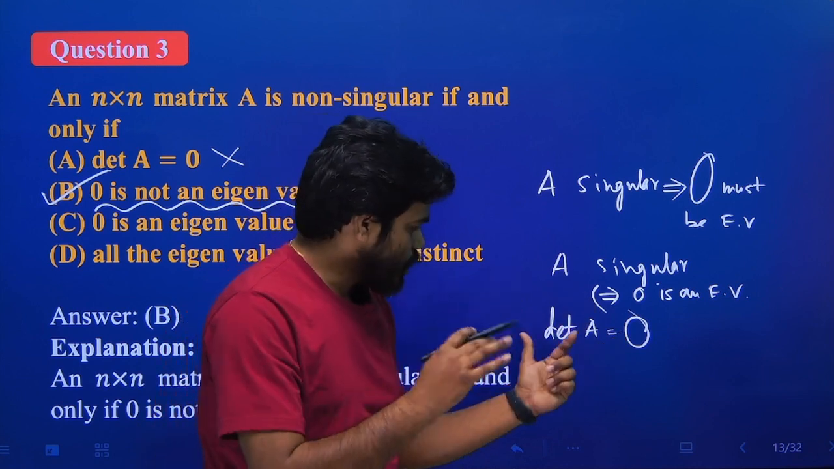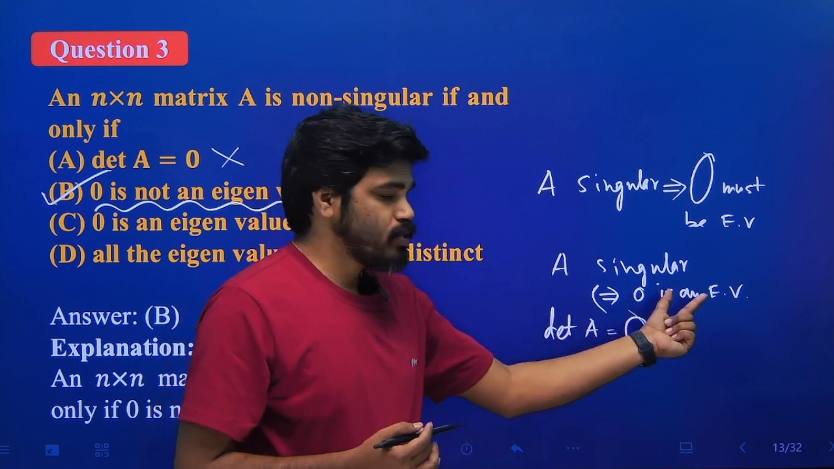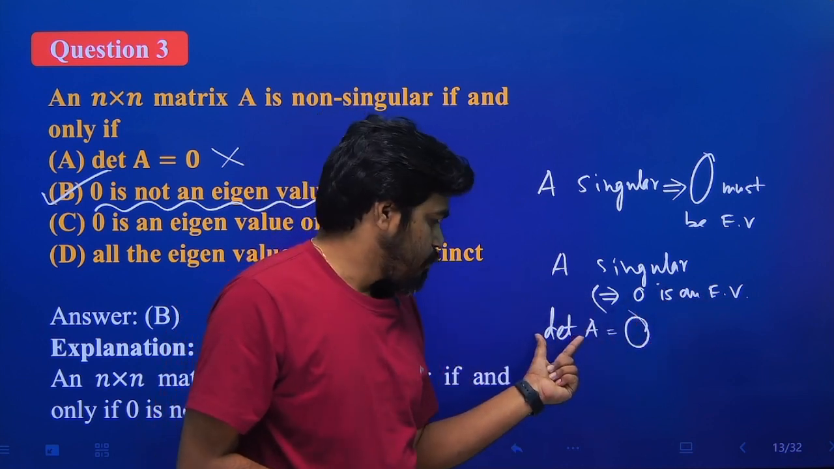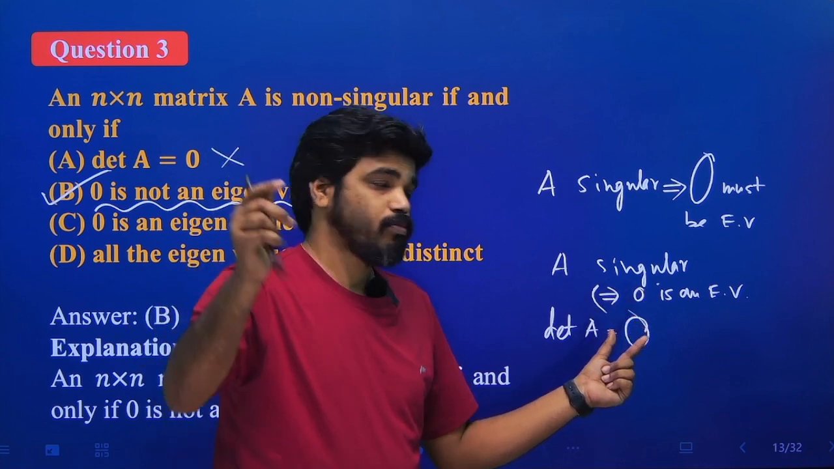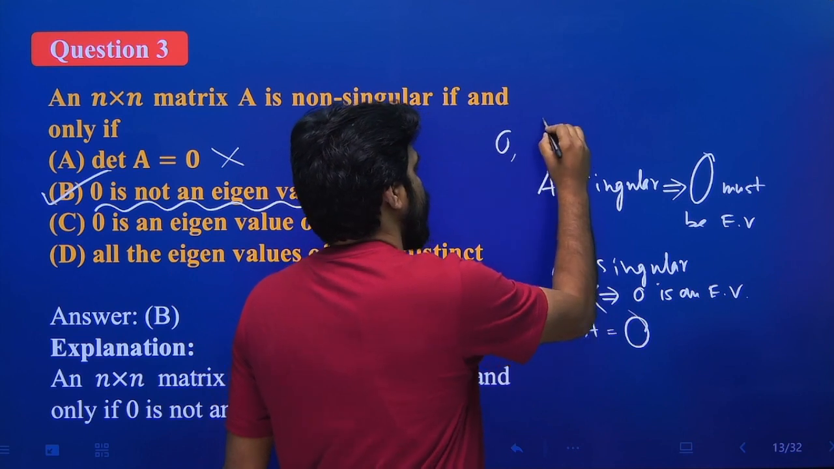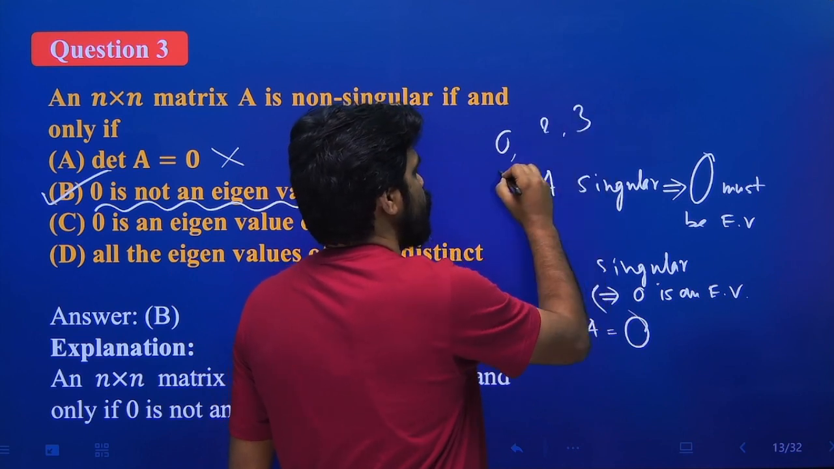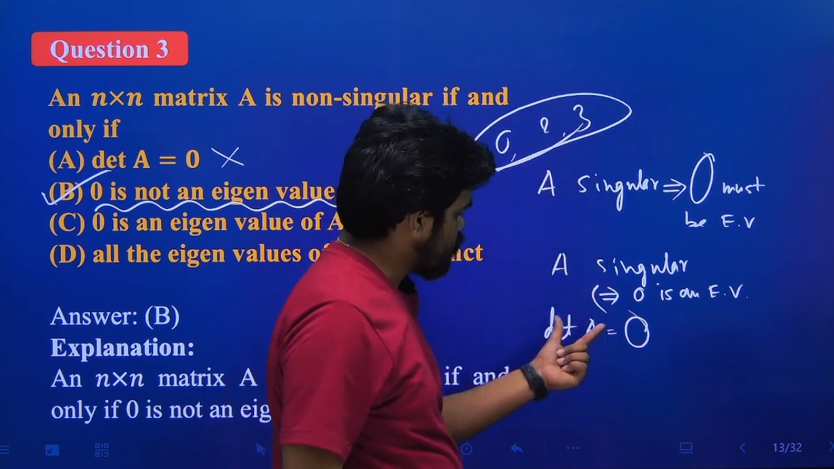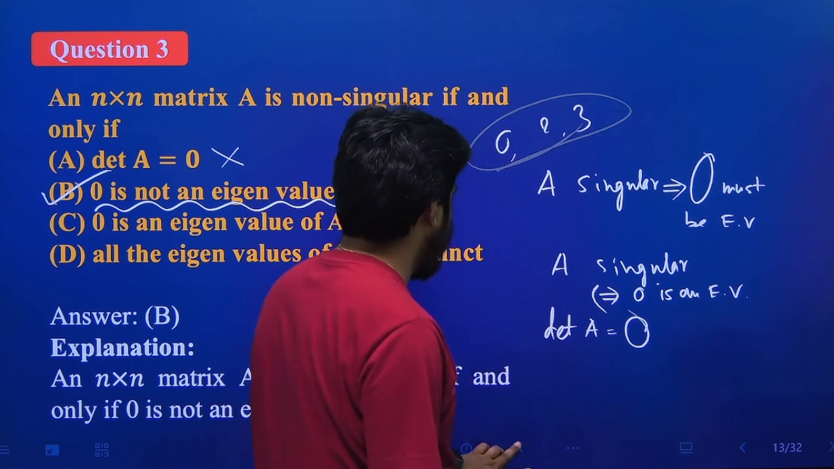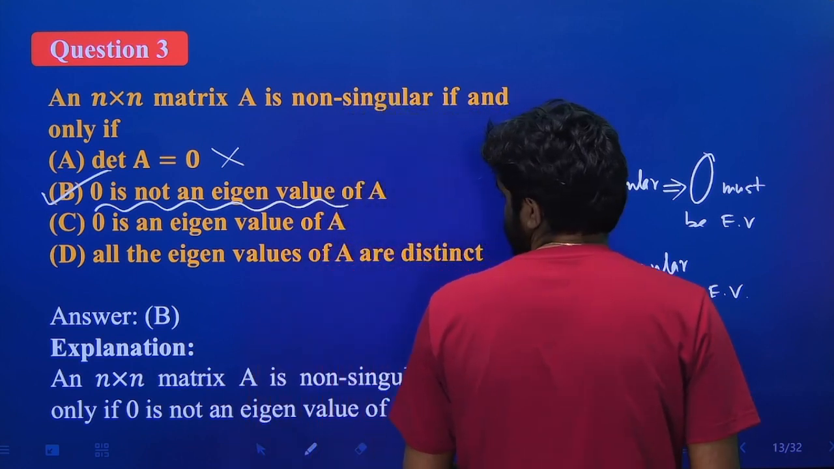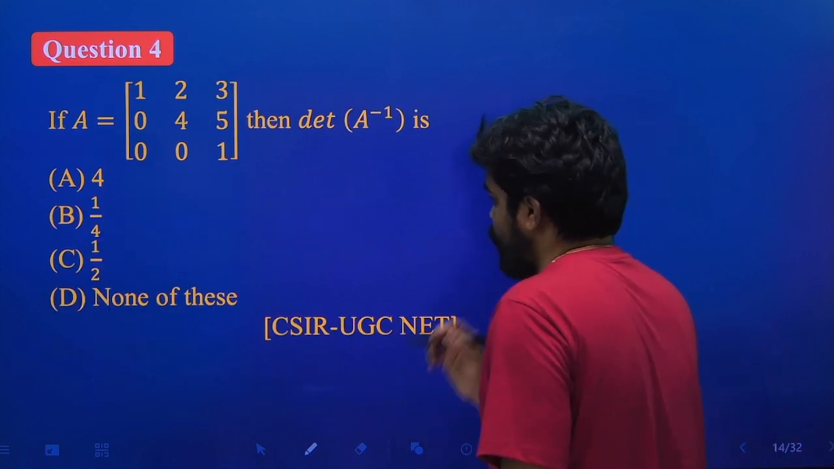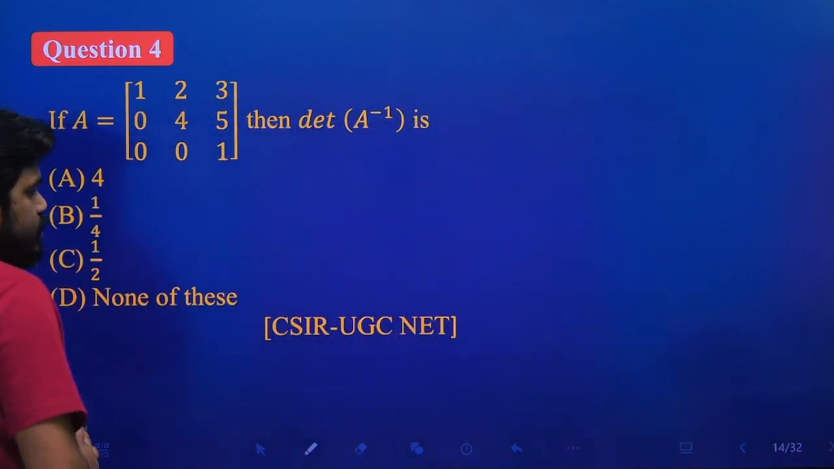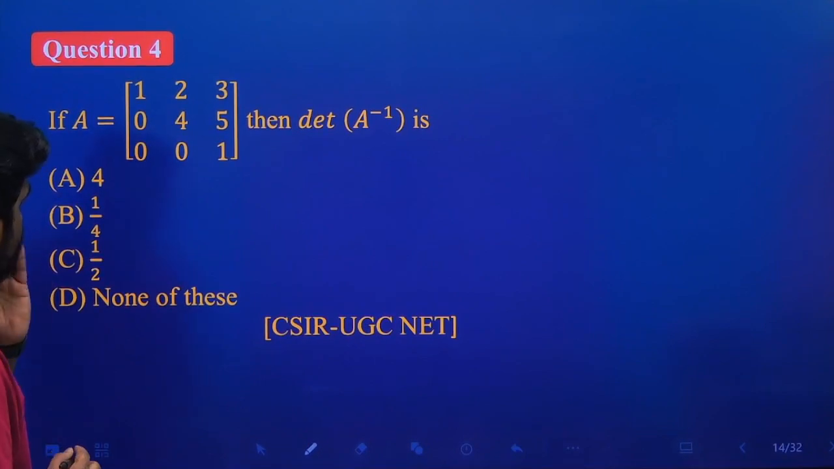Or you can consider another way: 0 is an eigenvalue of A, so determinant A is the product of the eigenvalues. Leaving out the 0, suppose the remaining eigenvalues are 2 and 3. If you take the product, you will get 0. So determinant A is 0. Okay, these concepts must be understood very well. Okay, so next, this problem was asked in the CSIR NET exam.